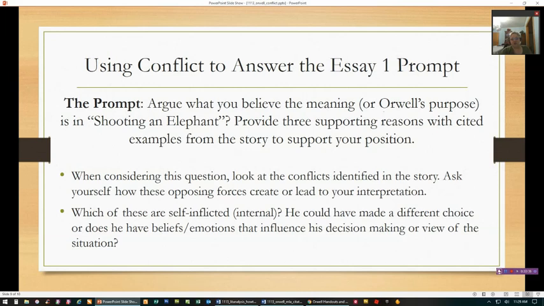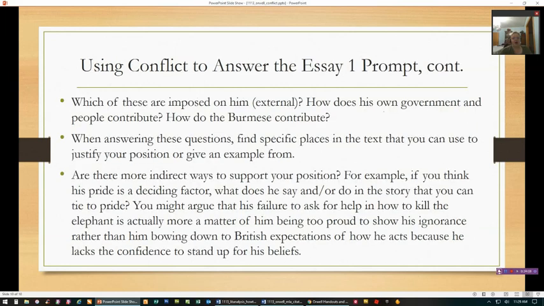You can ask which are the conflicts, which are the problems that occur in the story that he kind of creates for himself, and what are the other ones that he has to deal with that are caused by other people, and the problem is that he doesn't have the skills or the ability or the resources to solve those, and yet he's been put in a position where he has to do something, right? So again, some of these other things, just read through this to get ideas about how to do this.